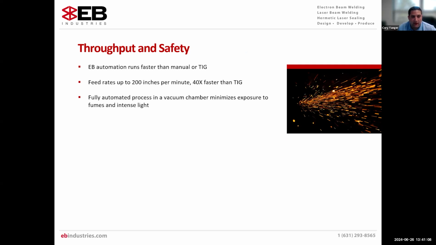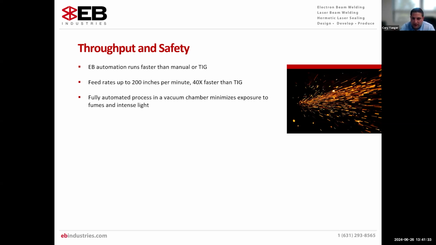Two other things that EB welding is great with are increasing throughput and safety. The ability to automate EB welds reduces the amount of time needed to process a large quantity of the same piece. But it isn't the only reason why EB welding is a good choice for this type of work. The time it takes to do the weld itself is a lot faster than most other kinds of welding at feed rates up to 200 inches per minute. And just for reference, this is about 40 times faster than an average TIG weld.